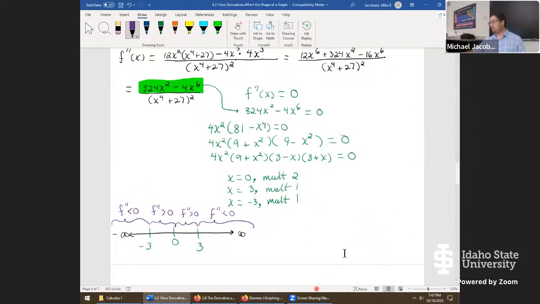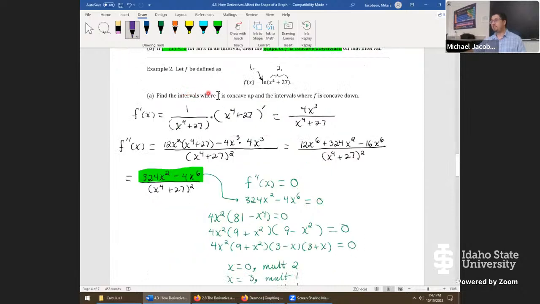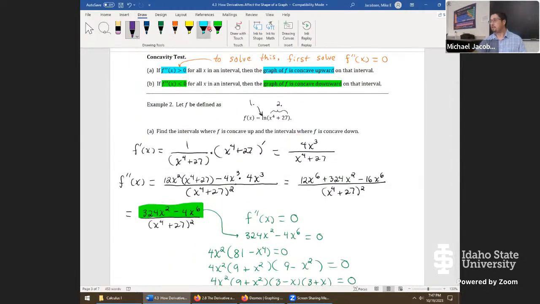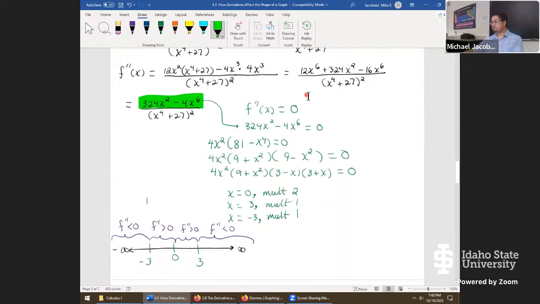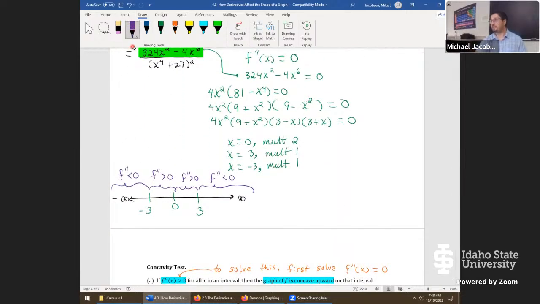Now, what was the instructions on this one? It's easy to forget. Find the intervals where it's concave up, and the intervals where it is concave down. All we have to do is look at the sign of the derivative, and directionalities are great. Positive for up, negative for concave down. So now we're ready for our conclusion. Let's say, therefore, f of x. We're returning to talking about the original function because we're talking about its graph when we say concavity. F of x is, I'll start by saying, concave down.